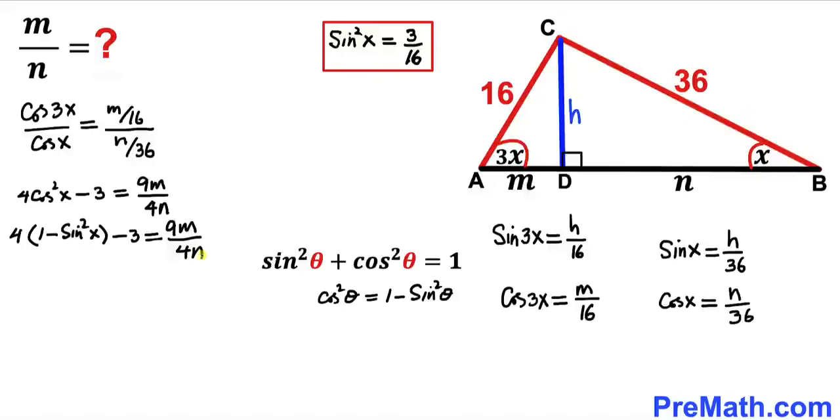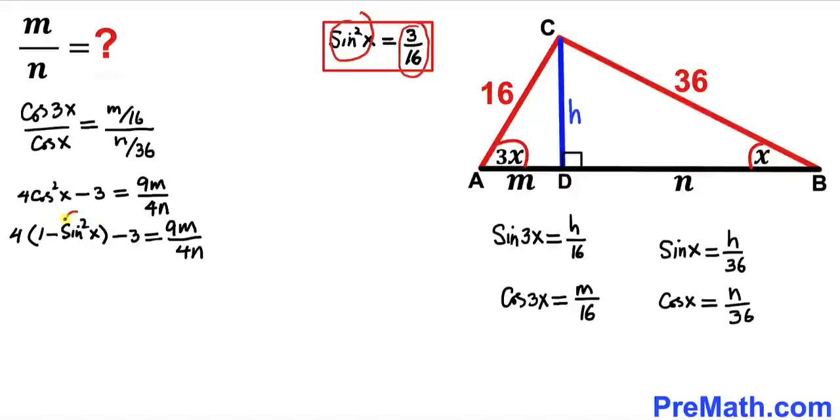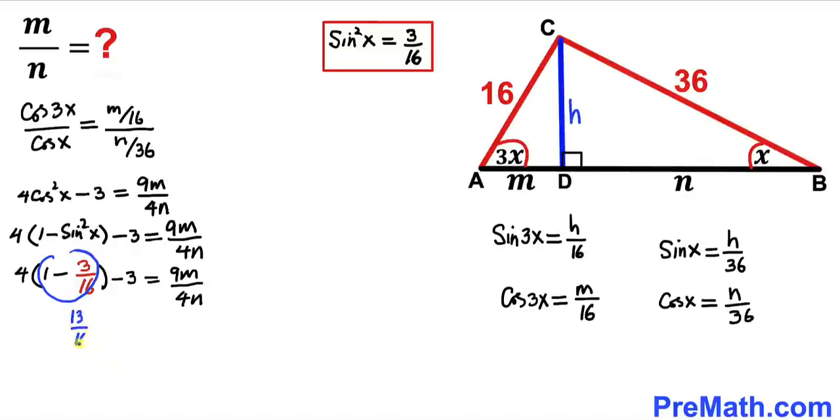4 times n. And now our sine square of x value is 3 divided by 16. So therefore I'm going to replace this sine square of x by 3 divided by 16 over here. As you can see in this next step, I have replaced this sine square of x by 3 over 16 over here. And now let's focus inside this parentheses. 1 minus 3 divided by 16 is same as 13 divided by 16. As you can see in this next step, I have replaced this one by 13 divided by 16.